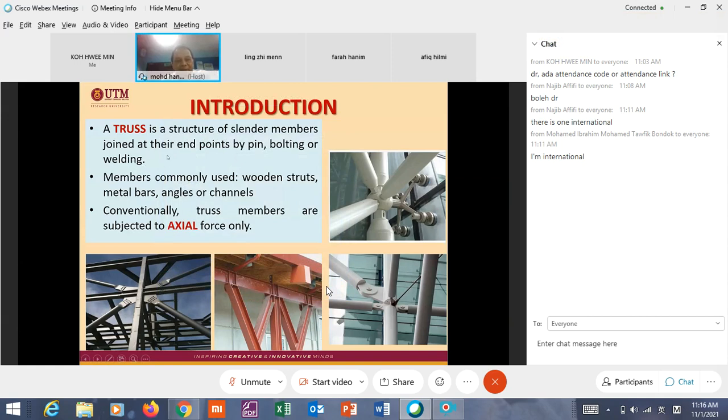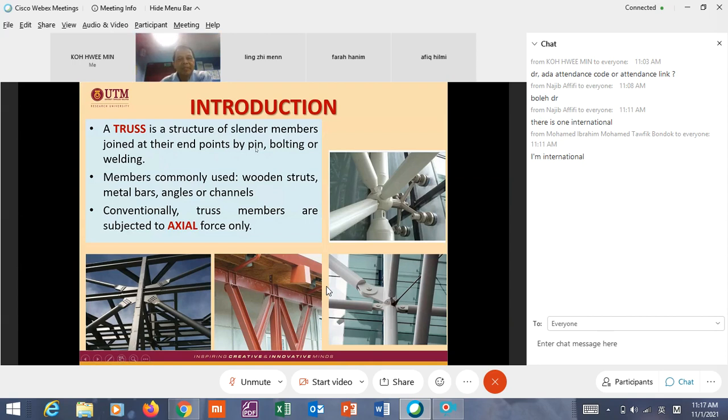If the welding is small in relation to the structure, then it is considered a pin connection. And about connections, we also learned in first year: pin connection, fixed connection, rigid connection.